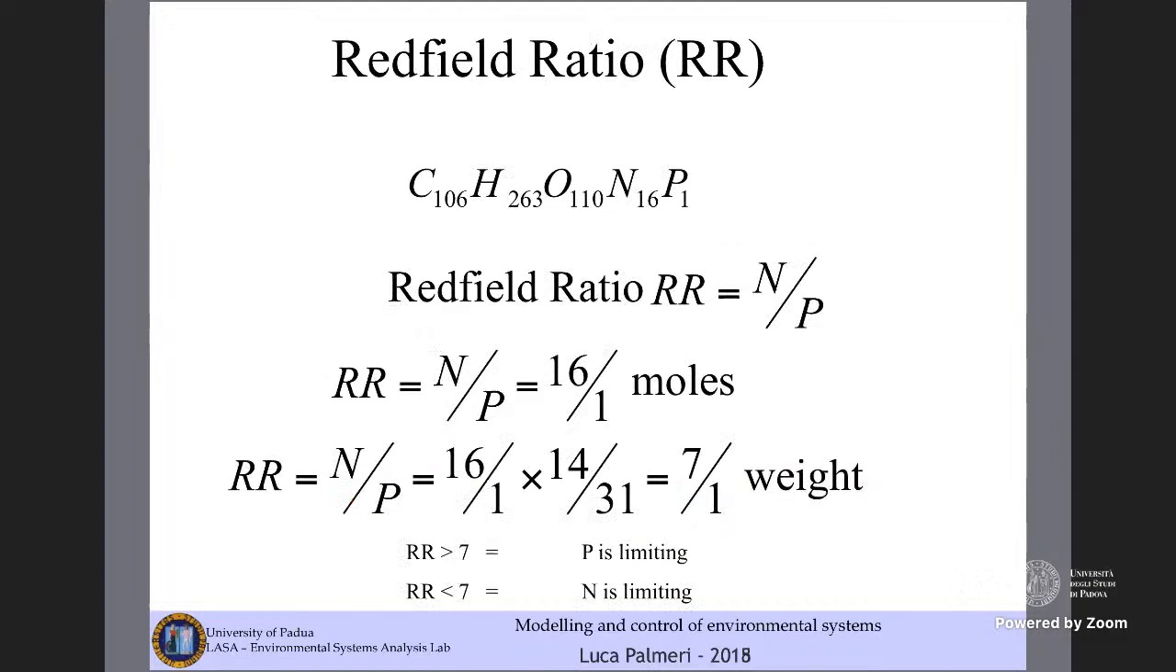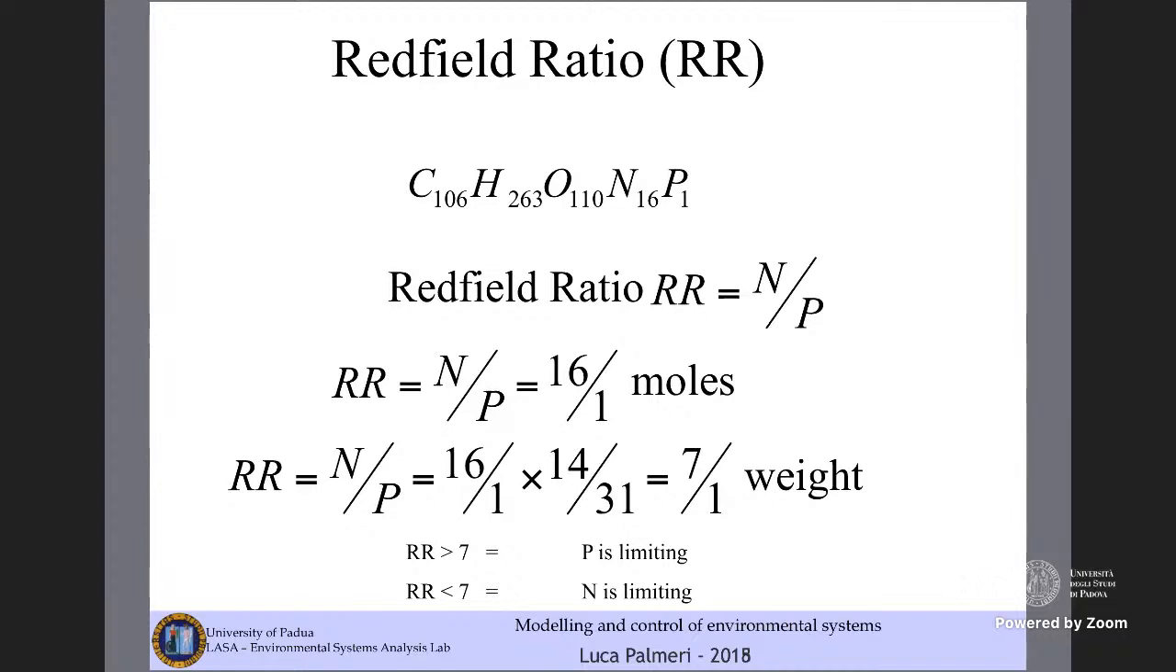How do we decide which is the limiting nutrient? You may recall that there is a quantity that is called the Redfield ratio. The Redfield ratio is the nitrogen concentration divided by the phosphorus concentration. It is a way of measuring the availability of the two main forms of nutrients, nitrogen and phosphorus. You may recall that the Redfield ratio is equal to 16 in moles, or it is equal to 7 in weight.